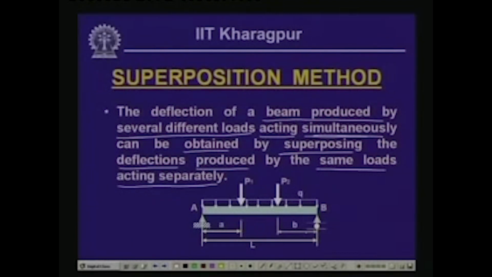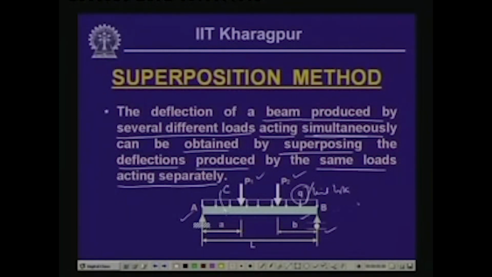As an example, look at this simply supported beam, hinged at this end and on a roller at the other end. It is subjected to a uniformly distributed load q per unit length, and it also has two concentrated loads P1 and P2, where P1 acts at a distance a from the left support, and P2 acts at a distance b from the right support. Now, with these loadings, suppose we are interested in evaluating the deflection of this beam at a particular point, let us call this point C.